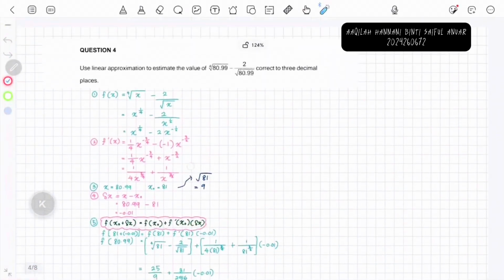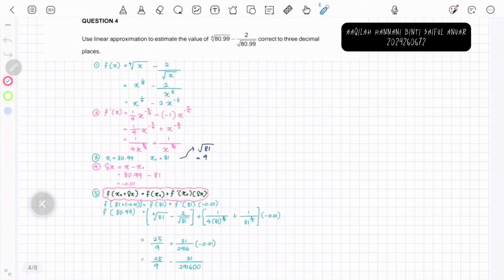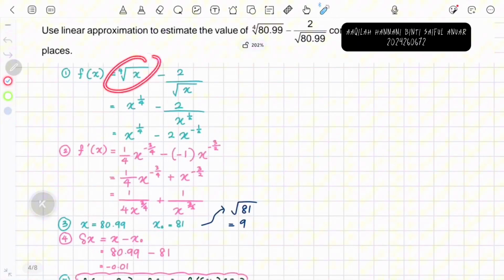The last question asks: use linear approximation to estimate the value of the 4th root of 80.99 minus 2 over the square root of 80.99, correct to 3 decimal places. Basically, this number and this number is the x. First, we need to change this number and this number to the variable x, so it will become like this. And if there is a radical, we must change it to become a power. So we got x power 1 over 4 and x power 1 over 2.